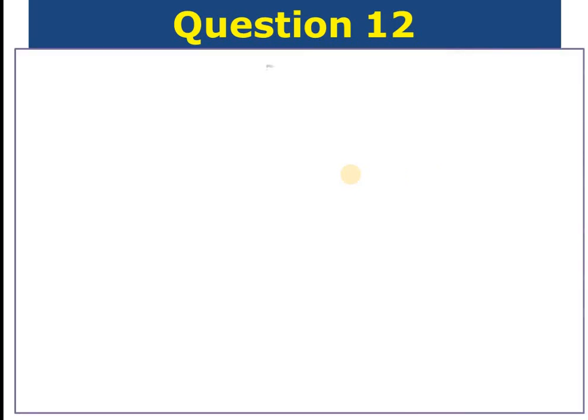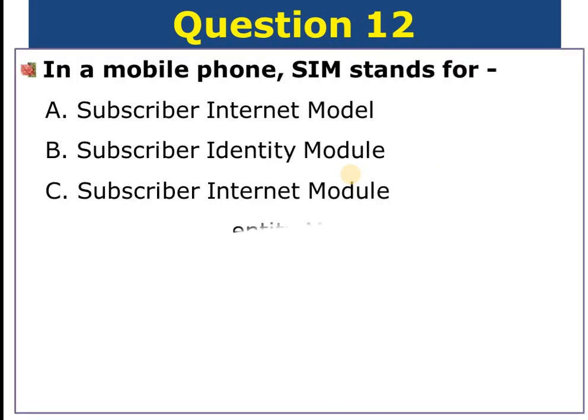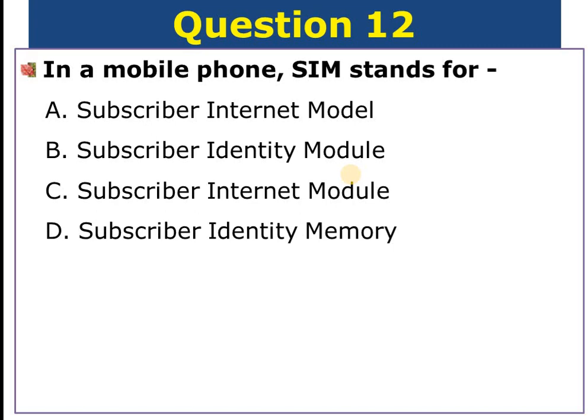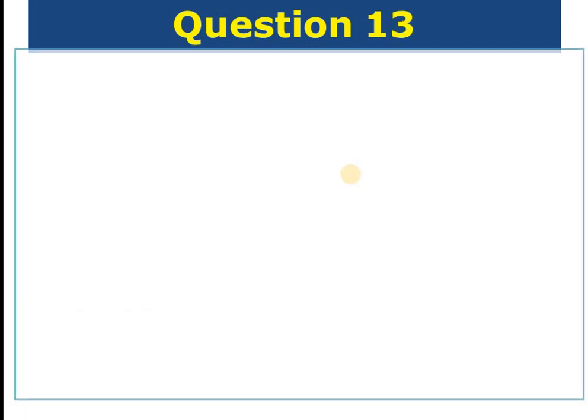Let us go to question number 12. It's about mobile phone. In a mobile phone, SIM stands for A. subscriber internet module, B. subscriber identity module, C. subscriber internet module, D. subscriber identity memory. The answer is choice B. Choice B is the answer. That means SIM stands for subscriber identity module. Question number 13.